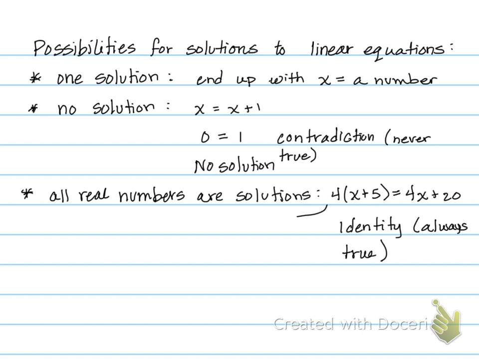Let's see what happens if we try to solve this equation. It feels a little silly because the first thing we're going to do to solve that equation is what? Multiply. Yeah, we have to multiply on the left, right? We'll distribute that 4. And when we do that, we end up with 4x plus 20 equals 4x plus 20, at which point you are more than welcome to say that all real numbers are solutions because both sides are the same.